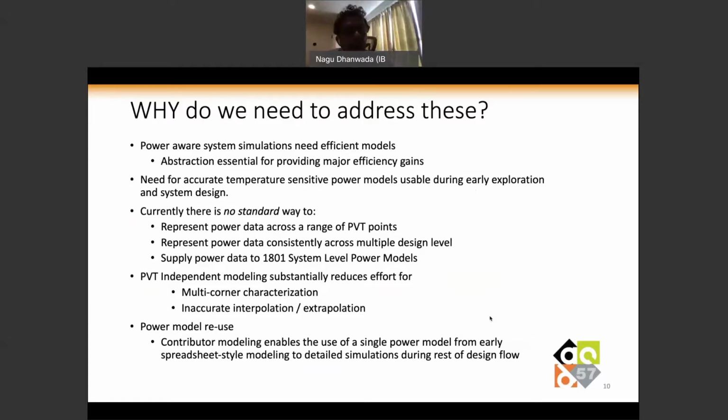The whole notion of PVT independent modeling significantly helps in the efficiency part of it, which I mentioned, right? It reduces the effort for multi-corner characterization. It precludes the need for inaccurate interpolation and extrapolation, and the whole notion of design continuity, right? I mean, across design levels, across abstraction levels, is also needed, and it's actually facilitated through some of the contributor-based modeling concepts, which we'll introduce later in the presentation, right?